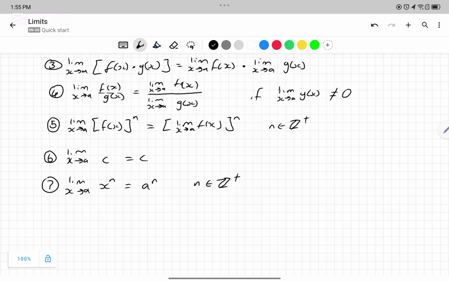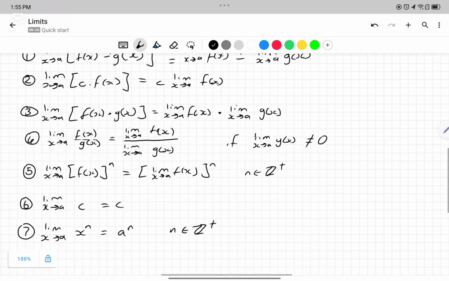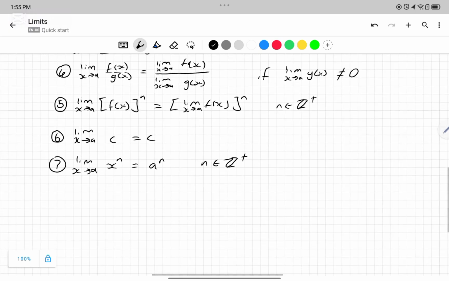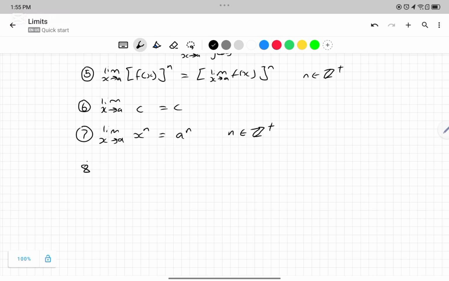So yeah, that is it. That's that, when it comes to limit laws. Actually, there's more. Let me write them all. There's 8. It goes something like this.